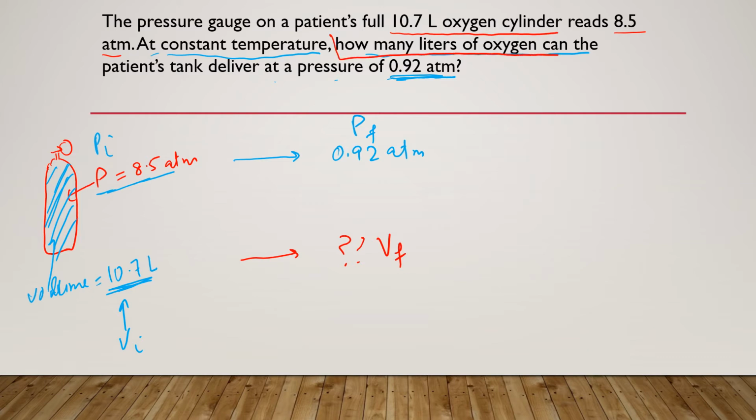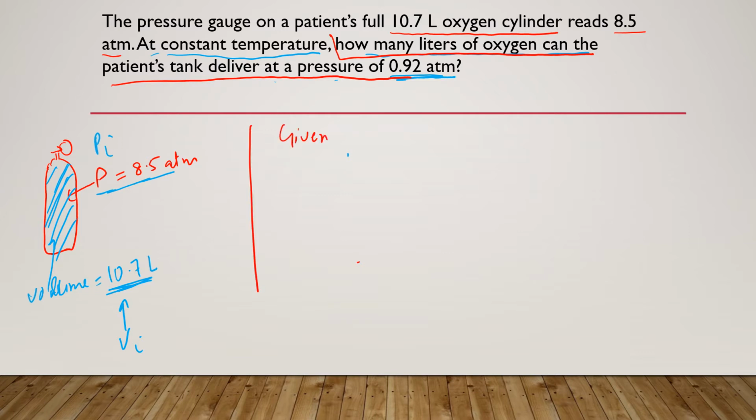How many liters of oxygen can the patient's tank deliver at a new pressure of 0.92 atm? Okay, so let's write this up cleanly. According to this statement, what values are given? The given values are our starting pressure, Pi, which is 8.5 atm, the initial volume, Vi, which is 10.7 liters, and Pf, which is also given, 0.92 atm.